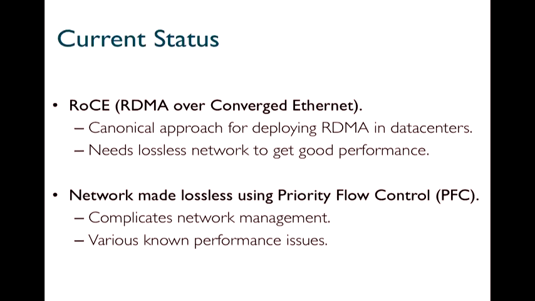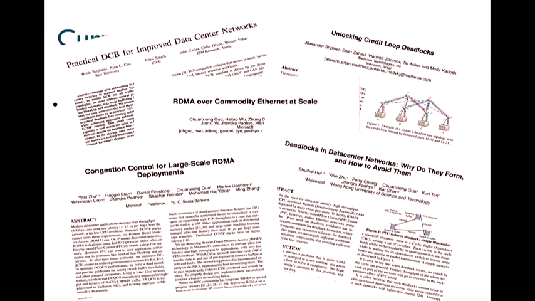And RoCE, or RDMA over Converged Ethernet, has emerged as the canonical means for deploying RDMA over the Ethernet fabric in the data centers. But RoCE needs a lossless network to get good performance. And so the data center network is made lossless by enabling Ethernet's priority flow control, or PFC mechanism, which, as we'll be seeing a bit later, has a number of known issues that the community is now actively trying to resolve. And this has greatly increased the complexity within data center networks.